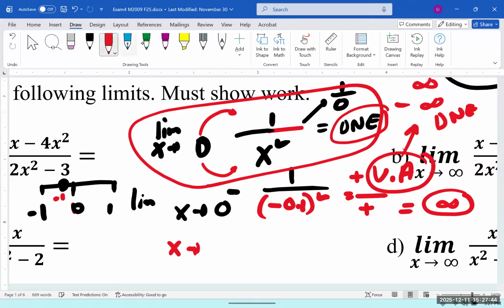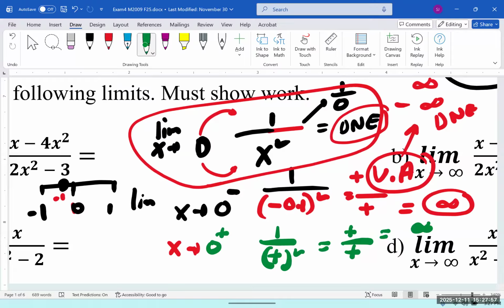Now let's go to 0 from the right side. Anything bigger than 0 is positive, right? So 1 over positive squared. So you have positive over positive. What is positive over positive? Infinity. So what's the limit? Infinity. That doesn't mean it doesn't exist. The limit is infinity. So just because you have a number over 0, it automatically doesn't mean it doesn't exist. You have to check left and right. If they both give you the same sign, then our limit is that sign, that infinity.